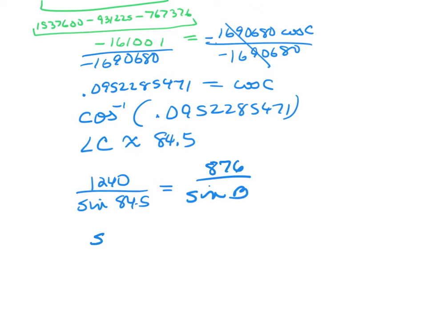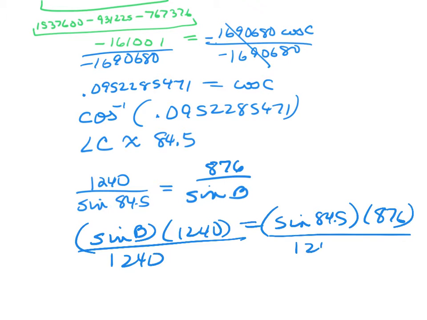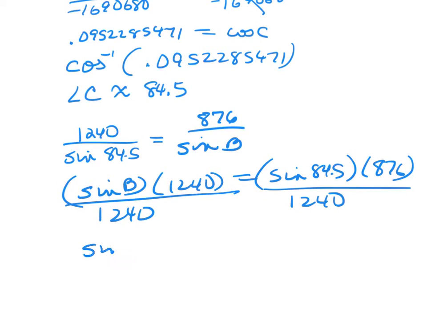So now let me go ahead and find angle B. I'm going to cross multiply. So sine of B times 1240 equals sine of 84.5 times 876. Divide by 1240. So sine of B is equal to, and now I'll do this on my calculator, sine 84.5, multiply that, divide it by 1240, and the sine of B is equal to 0.703199248.